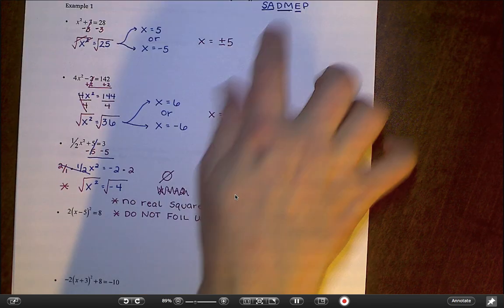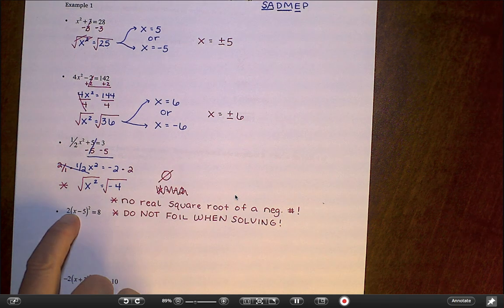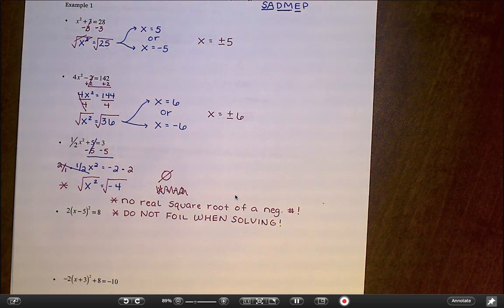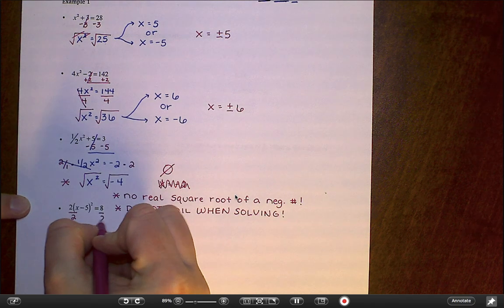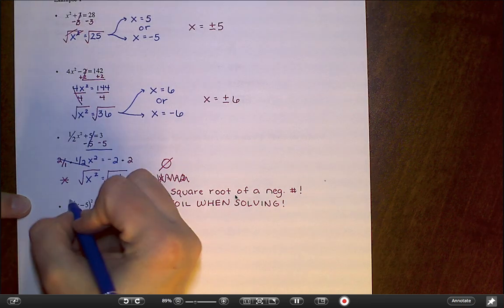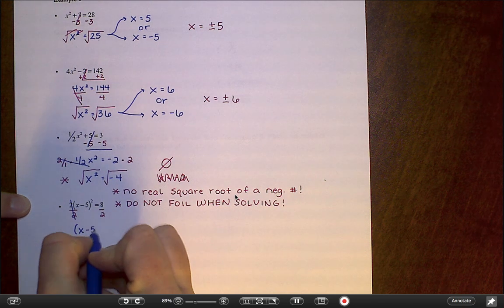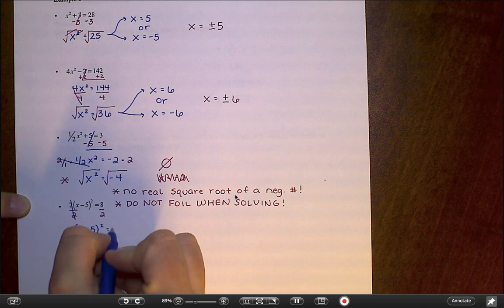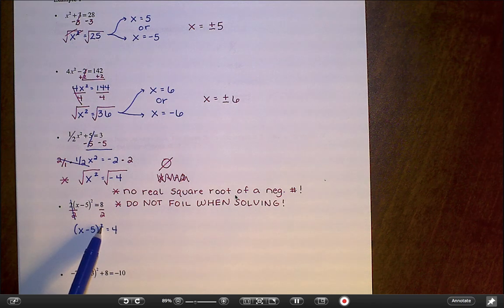I'm going to go to my next SADMAP step, and I'm going to do multiplication and division, which would be the 2 that's on the outside there. So I'm going to divide by 2 on each side. That leaves me with (x minus 5) squared equals 4. Now, I'm still trying to get those parentheses by themselves, right? I'm still trying to get inside those parentheses. And so the next thing I need to get rid of then is the square.